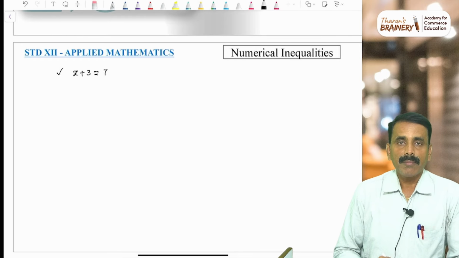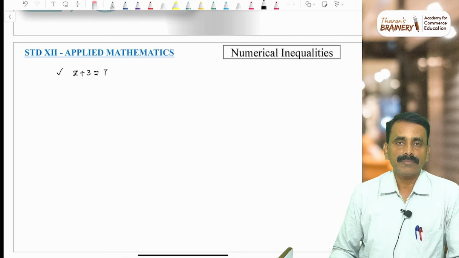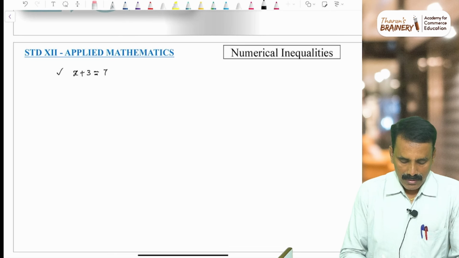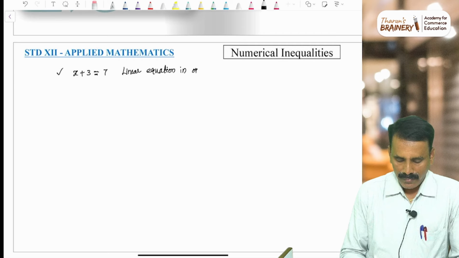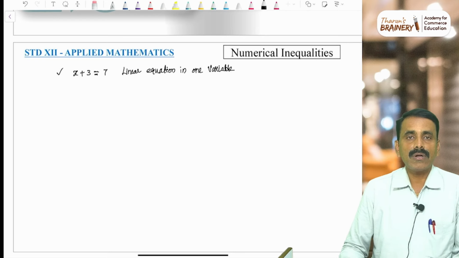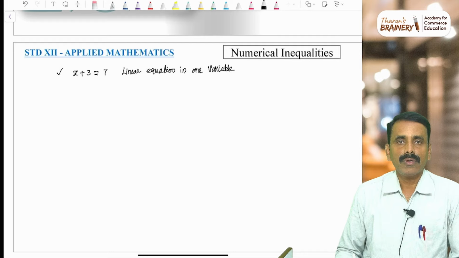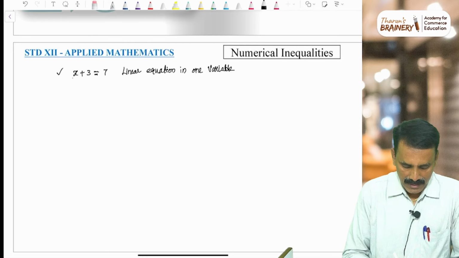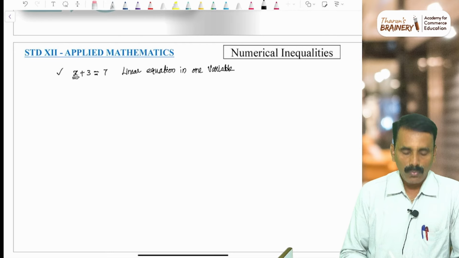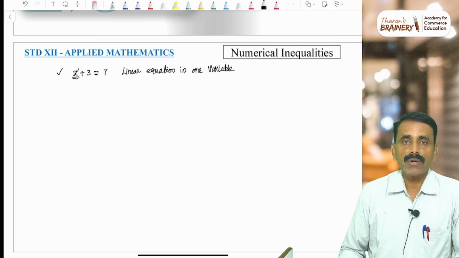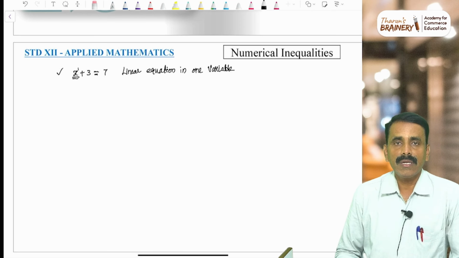The equal to symbol balances the left hand side and the right hand side. And this is called linear equation in one variable. Why is this called a linear equation? Because it is going to have the highest degree term equal to 1. Here x is the variable which has degree 1. That is why it is called a linear equation in one variable.